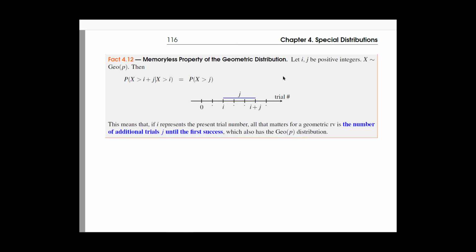Now, the geometric distribution is one of two distributions that have this important property, which is called the memoryless property. It means that when you're evaluating conditional probabilities, the number of events or trials that have occurred so far doesn't affect the probability of your event. So, for example, here we're saying, what is the probability that the first event happens after trial i plus j? Here i is, let's call it, the present.